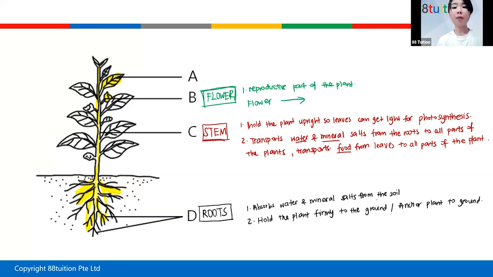The flower eventually becomes what part of the plant? Do you know? Becomes a fruit. Very good. So guys, if I see a plant, you don't need to copy this, okay? I don't see flowers, but I see fruits.